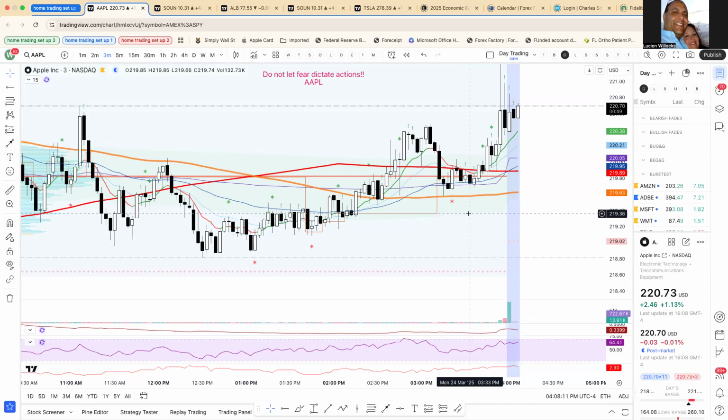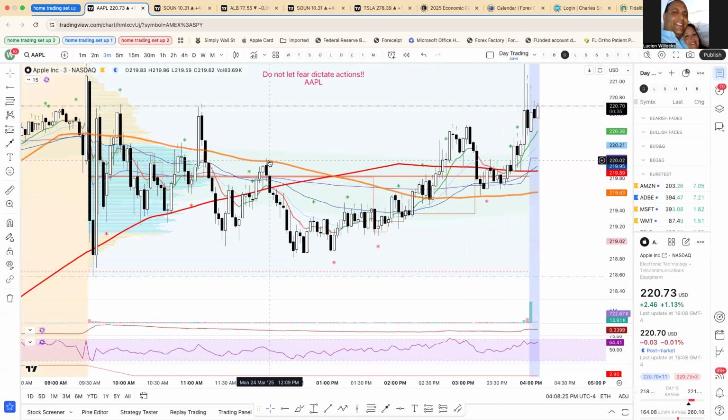And then, of course, I talked about whether or not I would enter it below VWAP if I'm going bearish, which I wouldn't, or above VWAP if I'm going bearish, which I wouldn't. I would wait for that confirmation close above.